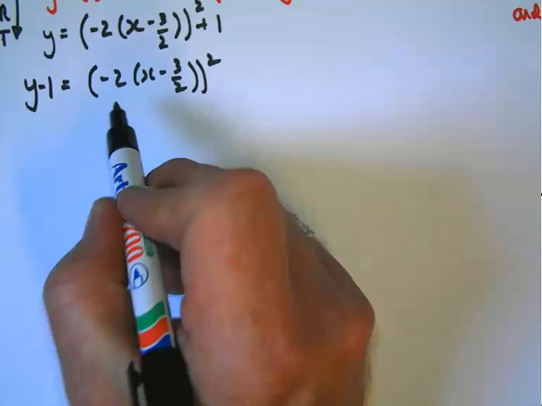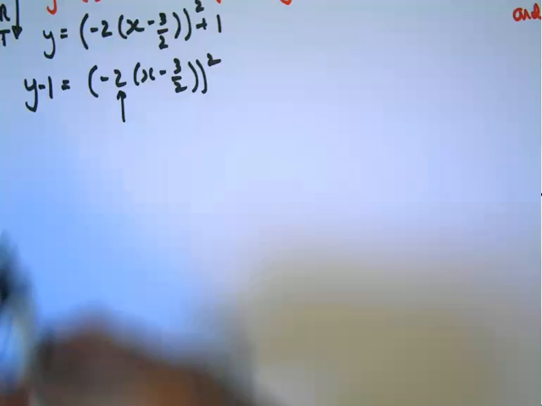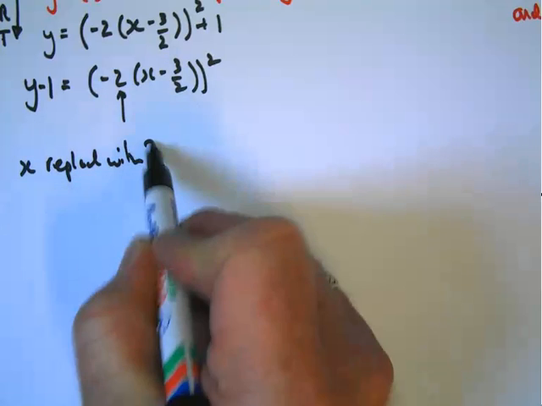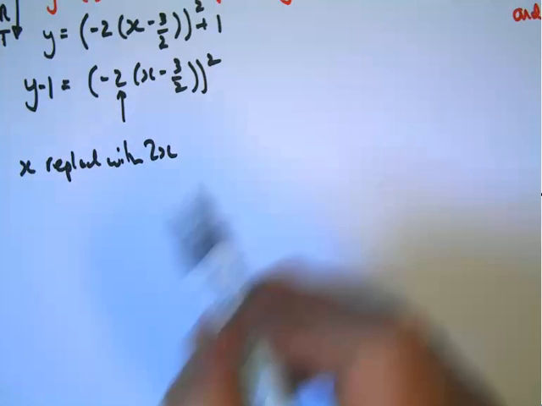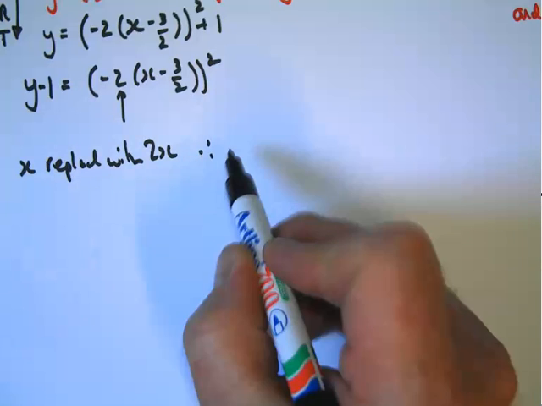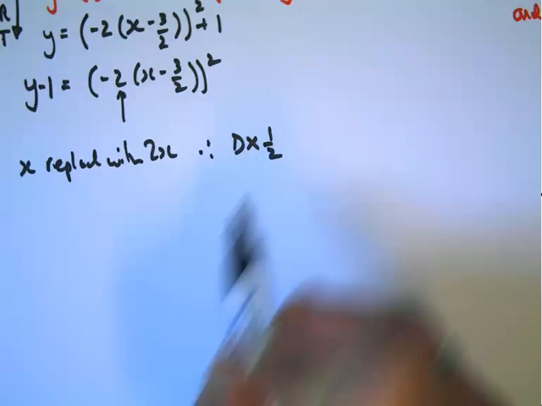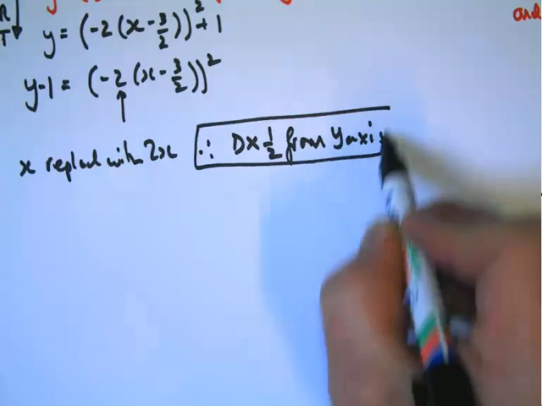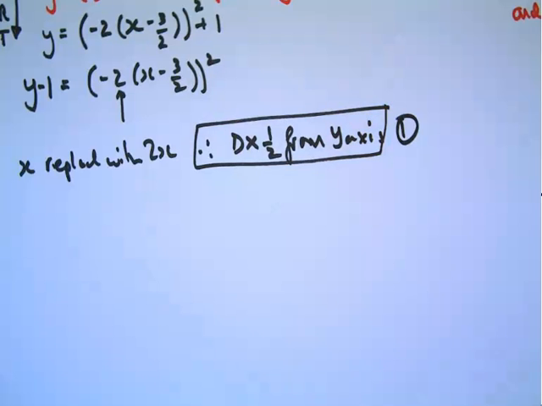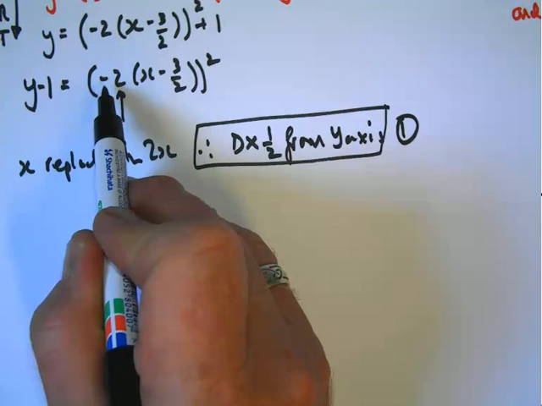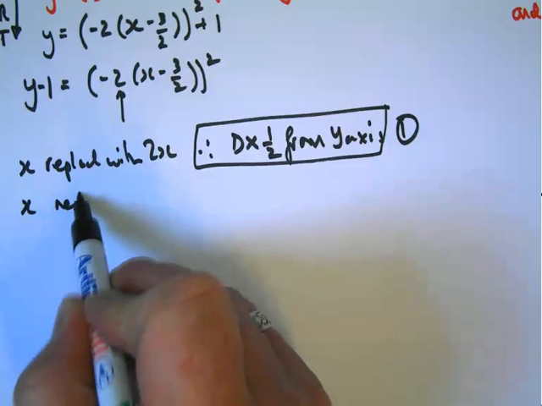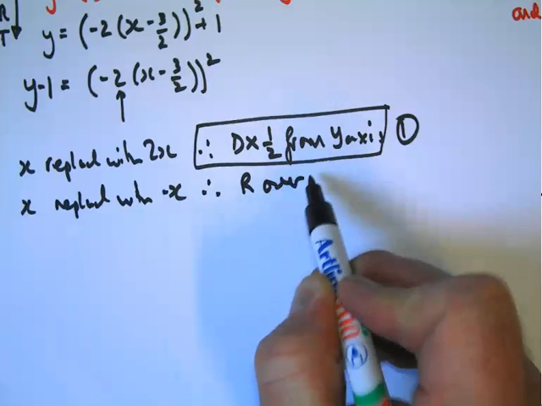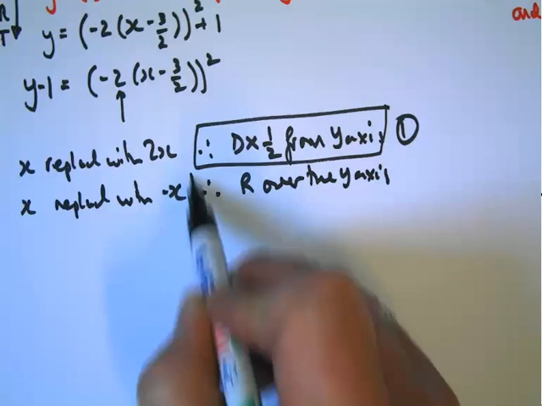I can see one dilation. The dilation is the 2. X has been replaced with 2x. Therefore, that is a dilation by a factor of 1/2 from the y-axis. And that's my first transformation. X has also been replaced with negative x. Therefore a reflection over the y-axis. That's number 2.